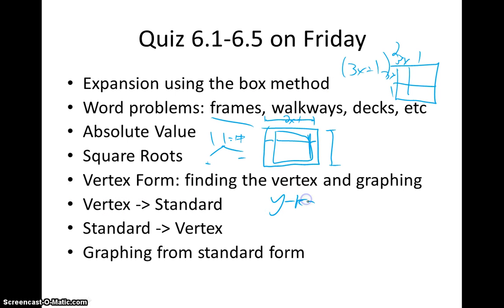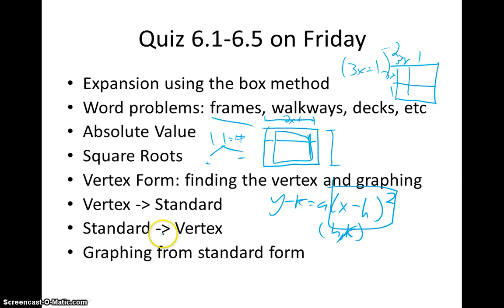Vertex form we talked a lot about. Y minus k equals a times x minus h squared. So vertex is h, k. And then that a, remember, tells us whether it opens up or down. Vertex to standard form, that's where we have to expand this guy using a box. Right? Because with that square means we multiply it by itself.